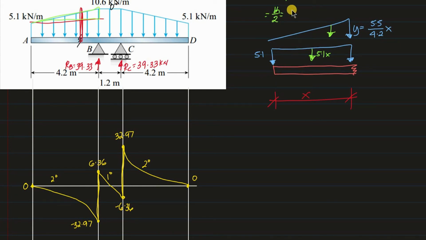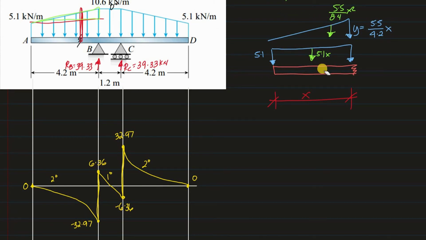Ano yung base niya? That's x. Ano yung height niya? Height niya is yung buong ito, that's 5.5 over 4.2x, divided by 2. So, solving that, that would be 5.5 over 4.2 times 2 is 8.4, times x, x squared. So, yun yung value ng load na to. Okay? So, erase ko lang to.